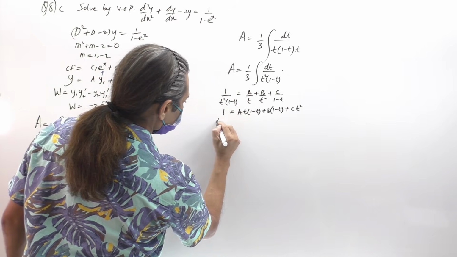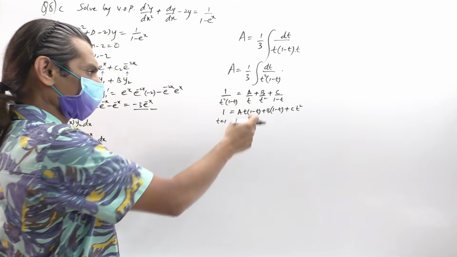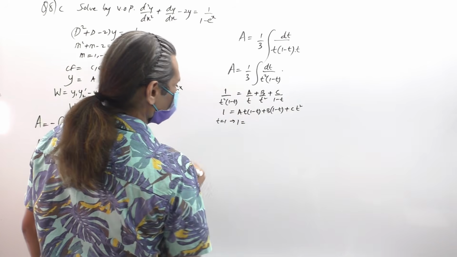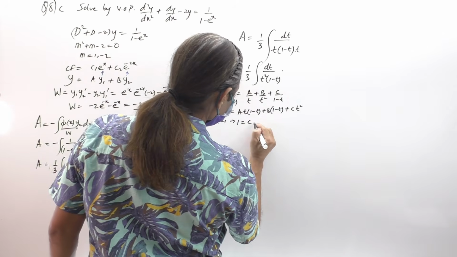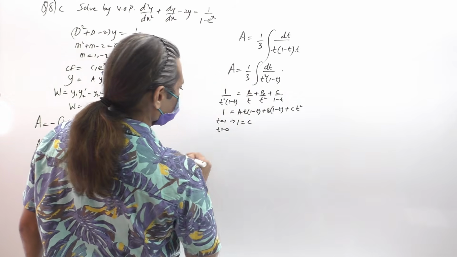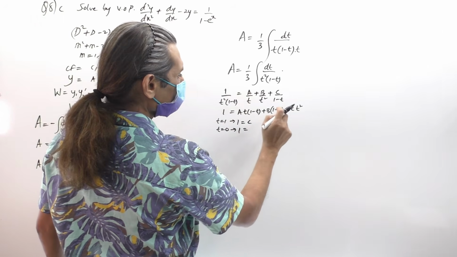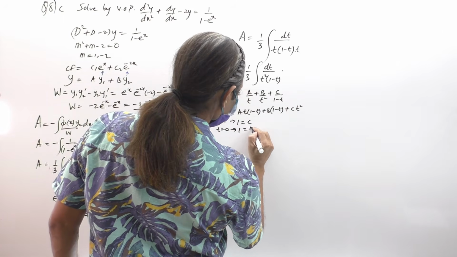Next we put t is equal to 1 here, because 1 minus t becomes 0 when t is 1. So 1 is equal to, putting t is equal to 1, c is equal to 1. Then I put t is equal to 0. If I put t is equal to 0, I get 1 is equal to b, so b is also equal to 1.